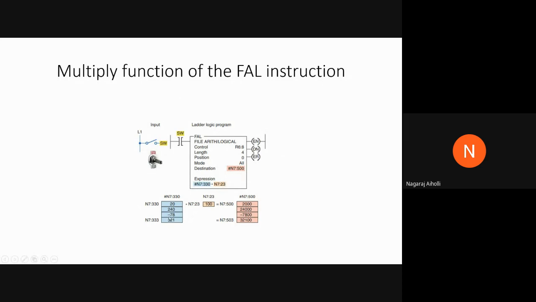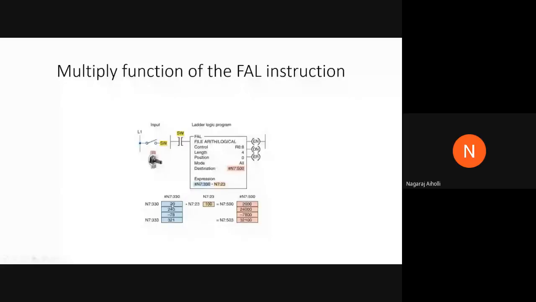Then 240 into 100, that is 24,000. Minus 780 into 100 is minus 78,000, like this. It is performing the multiplication, and the answer or the result will be stored in the destination. Clear?